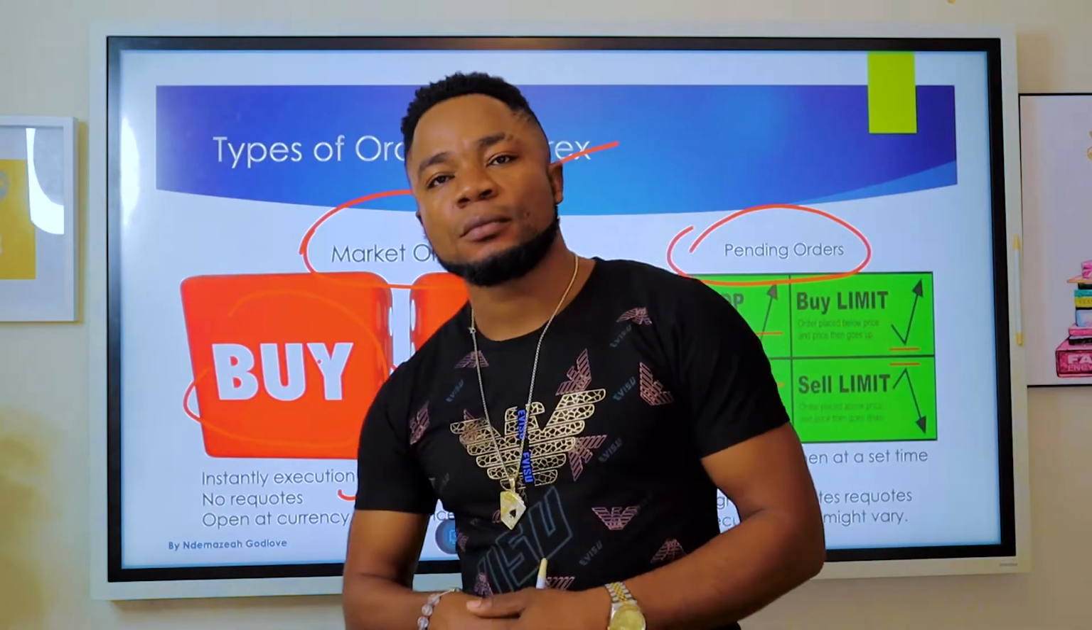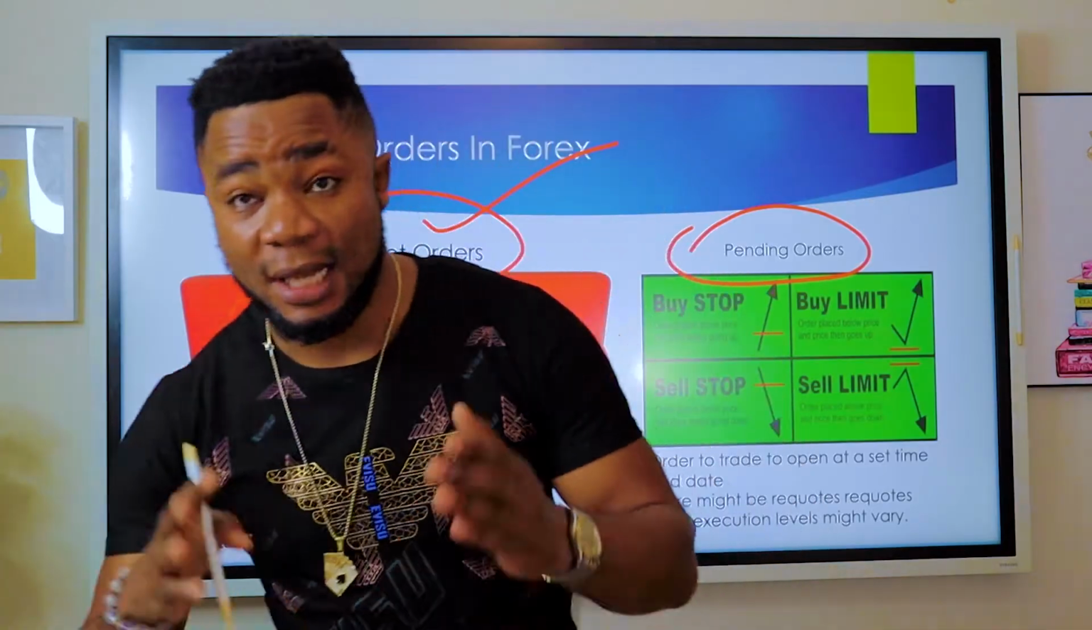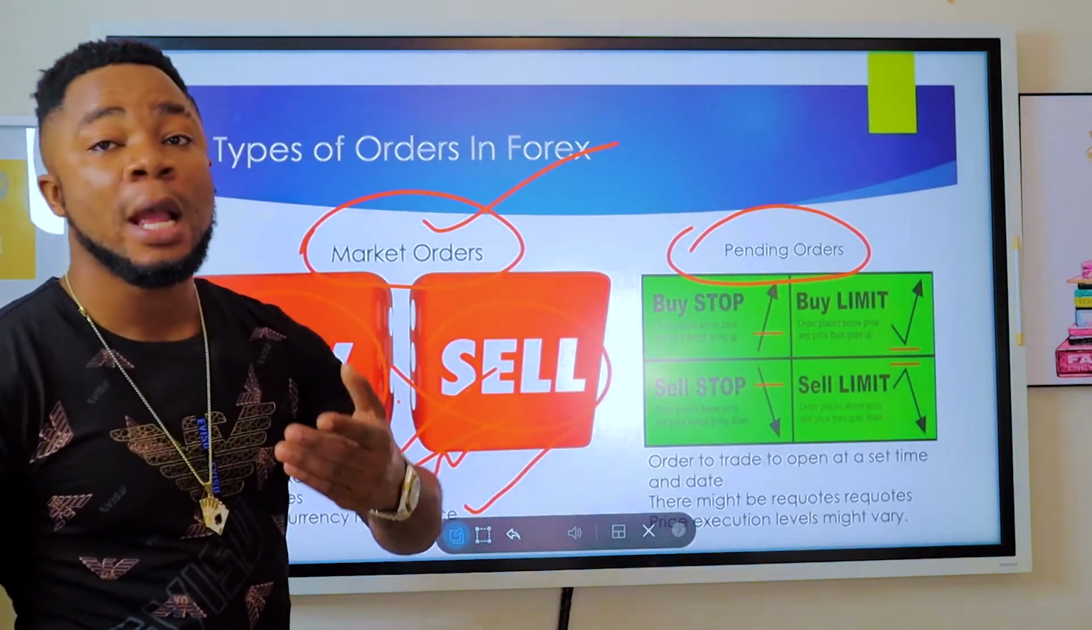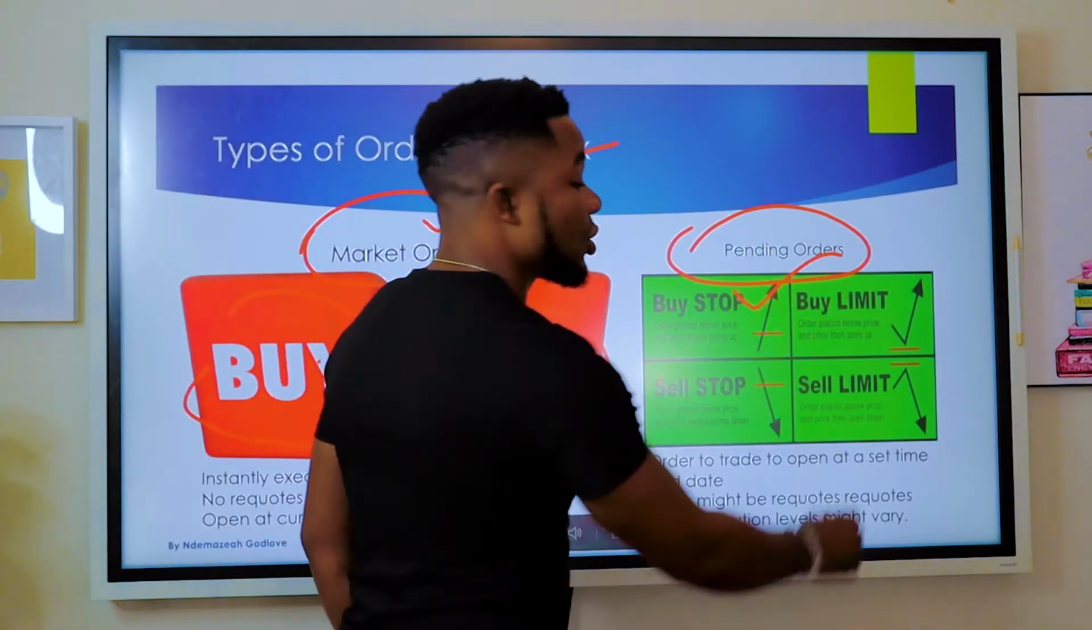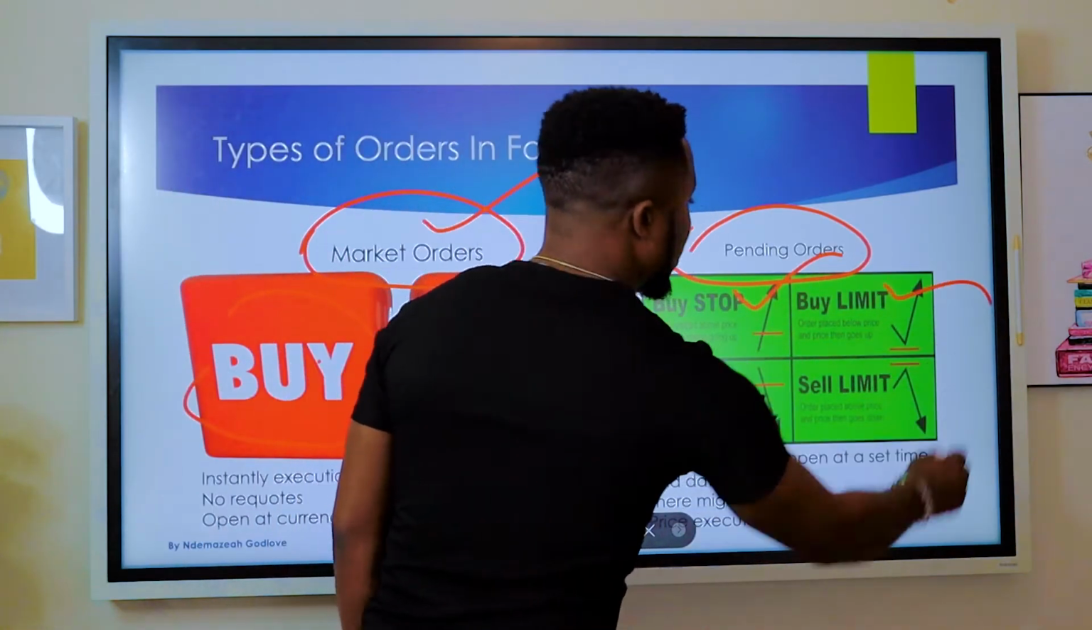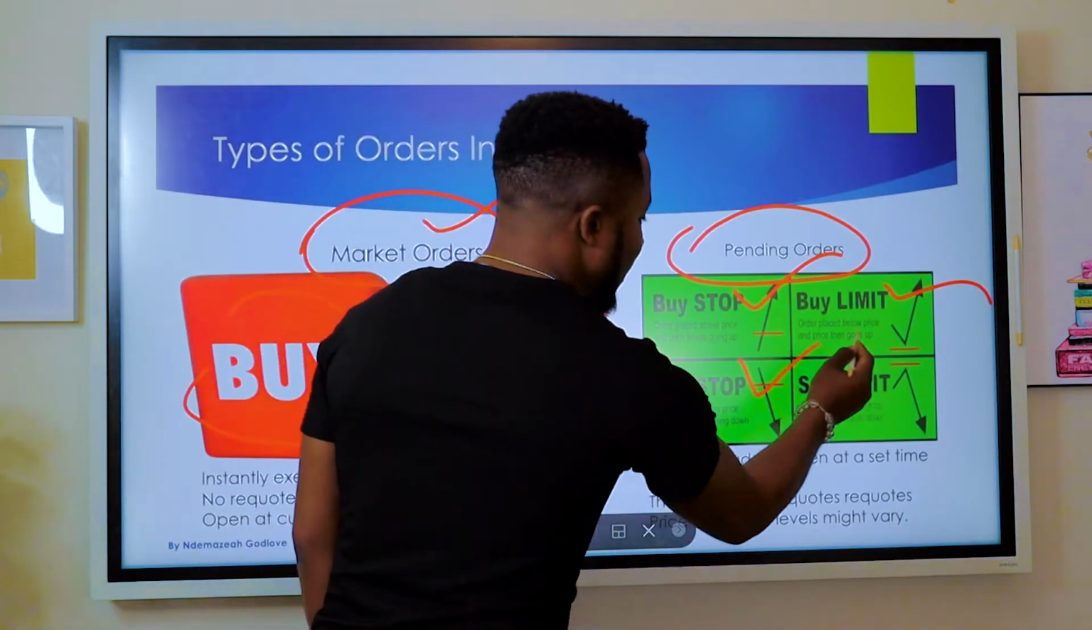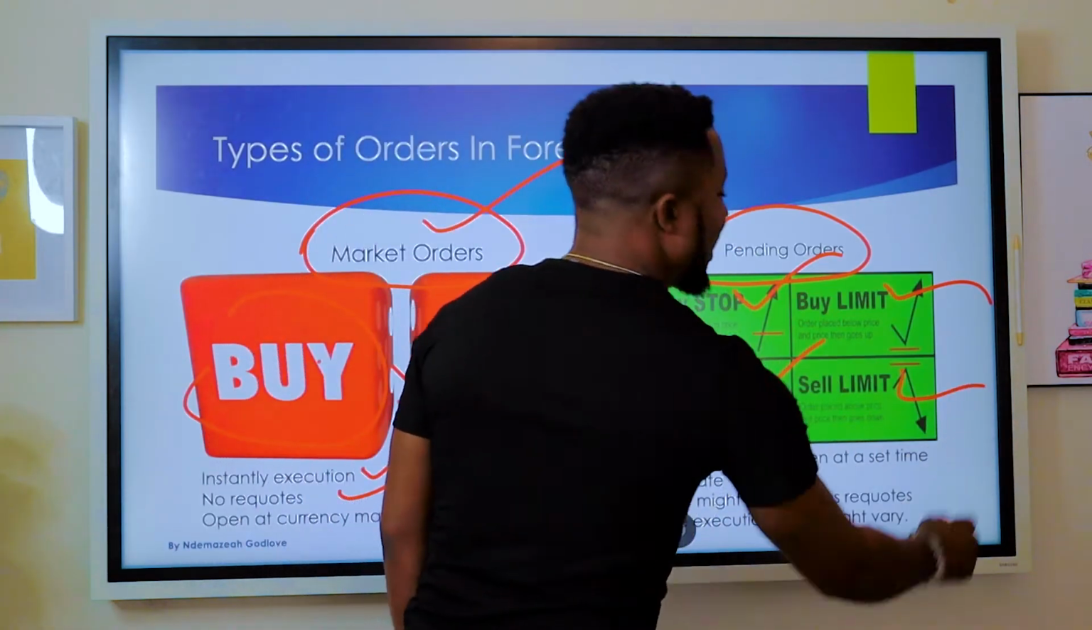That is that about market orders. After market orders, we have what we call pending orders. Under pending orders, we have something like the buy stop, the buy limit, the sell stop, and the sell limit.